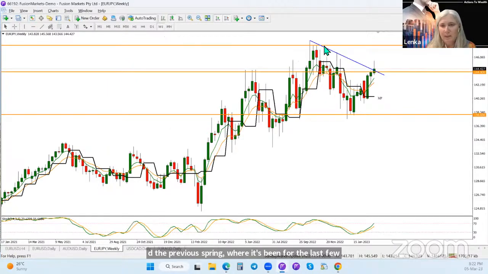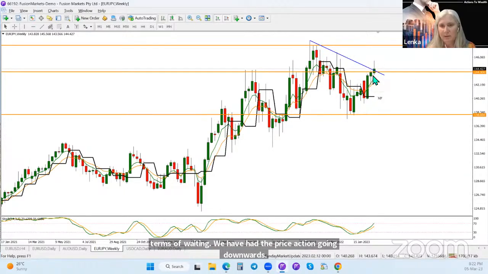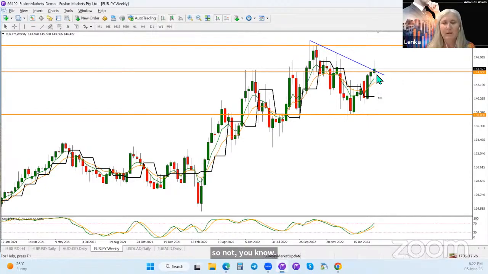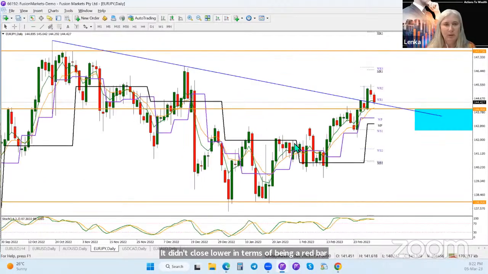In terms of weekly, we have had the price action going downwards. It came back up, but did not persist to go further. It had a bit of a pushback high test bar on the weekly. So it didn't close lower in terms of being a red bar, but that's okay. Let's have a look here. So this is the daily.